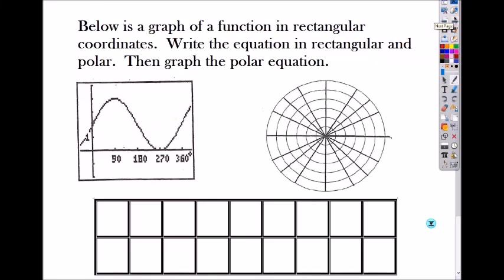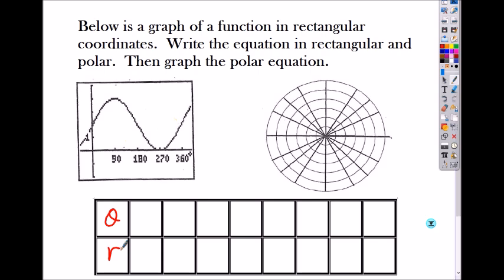So below is the graph of a function in rectangular coordinates. Today, we are not going to use an equation, but we are going to trace the trig graph into polar. Okay? So here's our theta, so I'm going to put theta, and this can be represented as the radius. And just by looking at the graph, you should know how to trace this into polar.